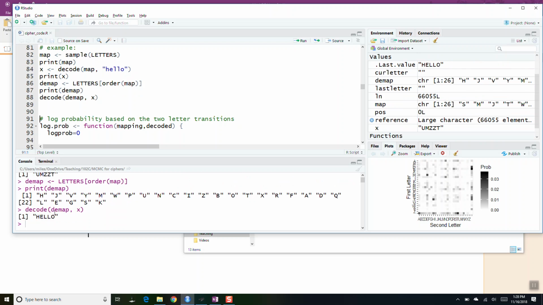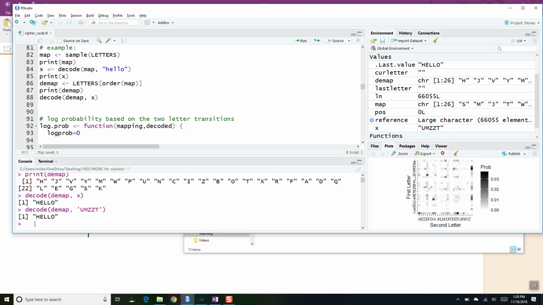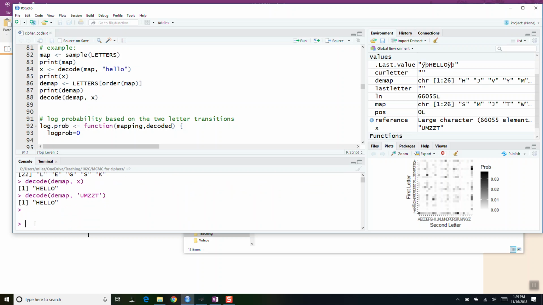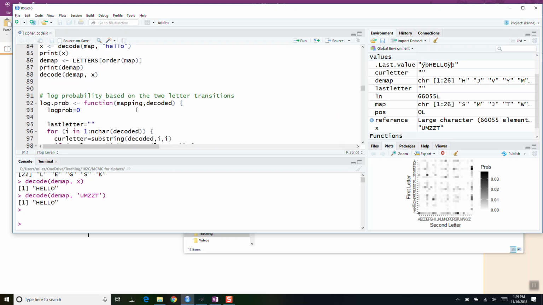And if I say decode with the DMAP using UMZZT, it says hello and some other message, right? So you can encode and decode using our map and the demapping things.